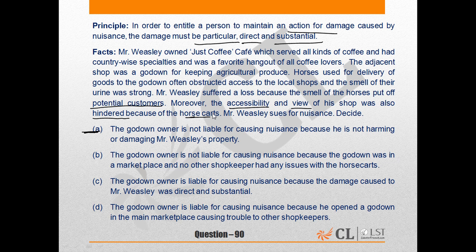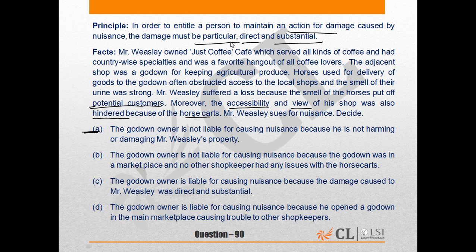So we can see from the facts that his potential customers were put off because of the smell of the horses. Secondly, because of the accessibility and view of his shop, the potential customers were not even able to have a look, could not even see his shop being located at that place. So that is why we can see that there was a particular loss and a direct and a substantial loss. Particular means the potential customers being put off.